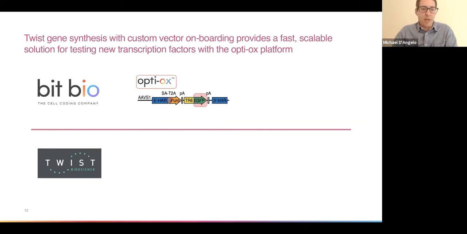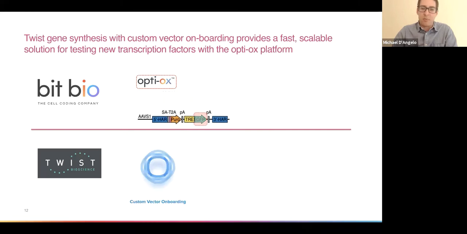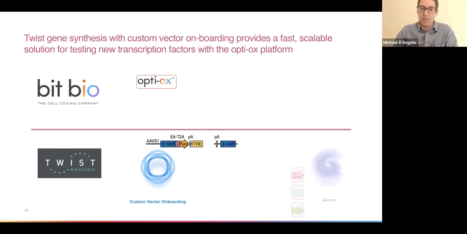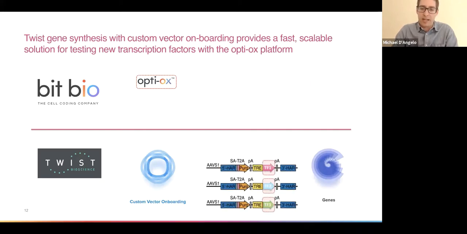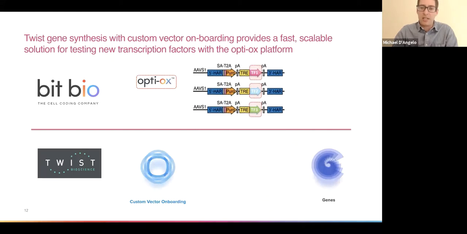However, now it's even better. We've completed custom vector onboarding, so they now have our targeting vectors there. Whenever we want new transcription factors to be tested, we can order gene synthesis, and Twist will clone them directly into our opti-ox vectors and ship them back to us ready to use. So this is fantastic because it's fast and it frees up the time that my team would have spent at the bench doing the cloning.